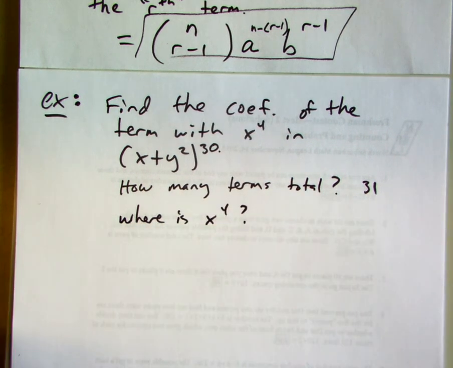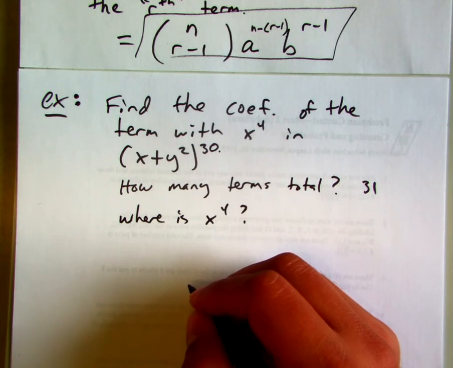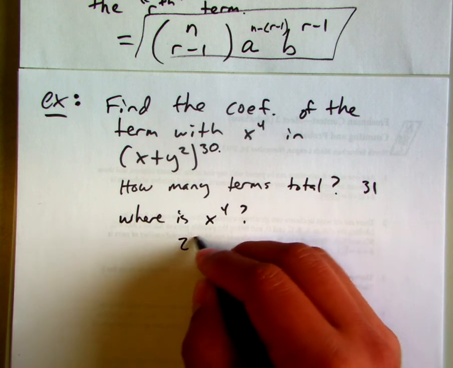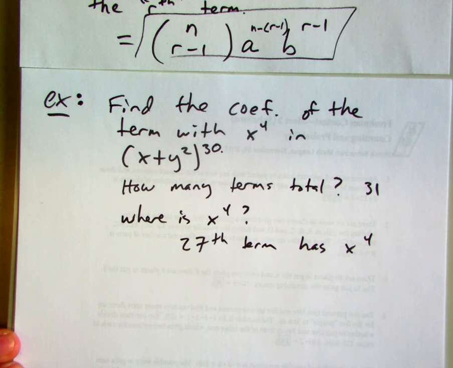That's the question. So let's work backwards. The 31st term would have how many x's? 0. Do you guys see how I'm thinking about this? The 30th term would have x to the 1st. The 29th term would have x squared. Very good. The 28th term would have x cubed, and then the 27th term has x to the 4. You guys see how I'm getting that? Is there an easier way to find that? Not really.